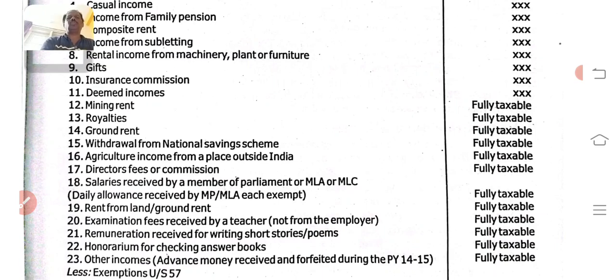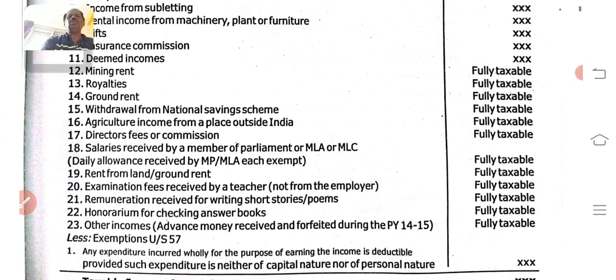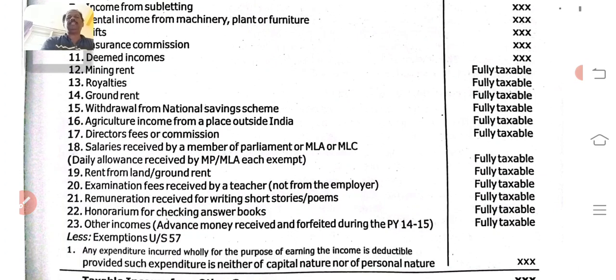salary received by a member of parliament or MLA or MLC, daily allowance received by MP, MLA, each exempt. So rent from land or ground rent, even examination fees received by a teacher, not from the employer, that is also fully taxable. Remuneration received for writing short stories or poems, any honorarium for checking answer books, and the last one, any other incomes, even advance money received and forfeited during the previous year 14-15.